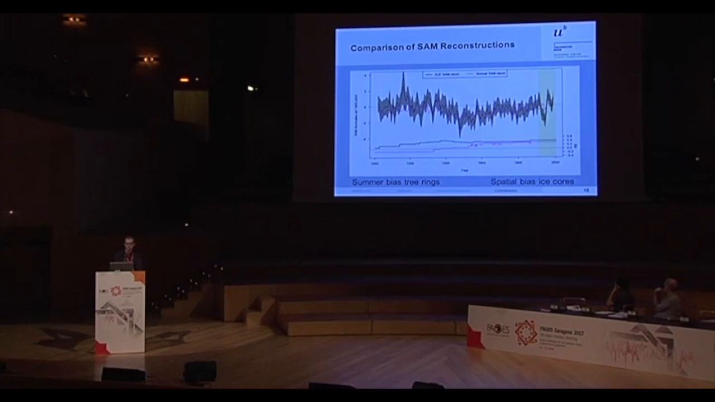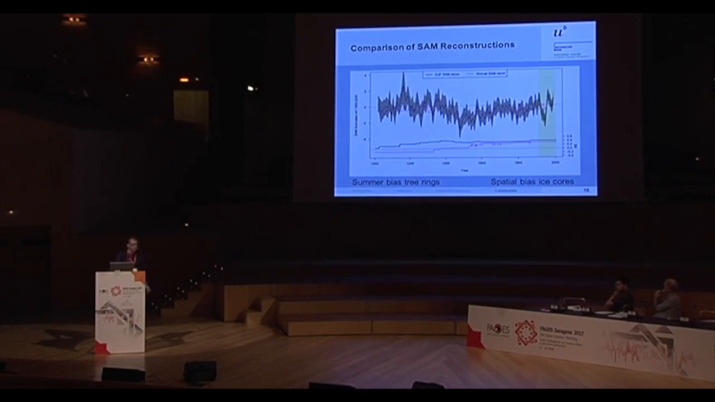So let me conclude by comparing the SAM reconstructions for DJF and the annual SAM index in one single plot. If comparing these two together, we can see that for DJF we have higher variability. And if you remember the first picture, Ricardo Villalba's reconstruction for DJF was just back to 1400, and we now have an extended SAM reconstruction back to 1000 AD for DJF.